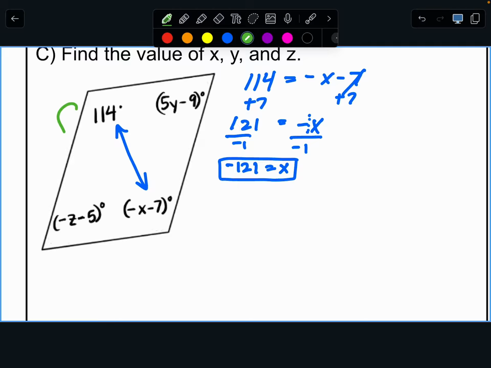Now what relationship do I have between z and 114? Together they have to equal 180. So then I can say 114 minus z minus 5 equals 180. Negative z plus 109 equals 180.